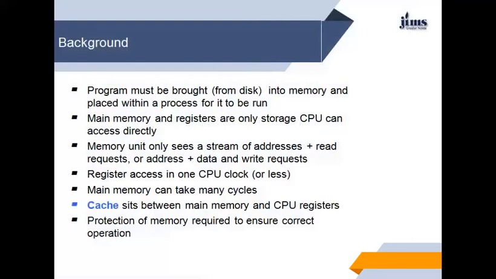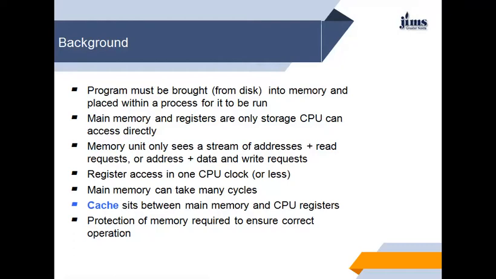First point. Second, main memory and registers are the only storage the CPU can access directly. So the CPU can access directly from registers and the main memory. It is not directly accessing the hard disk. The memory unit only sees a stream of addresses plus read requests, or addresses plus data and write requests.